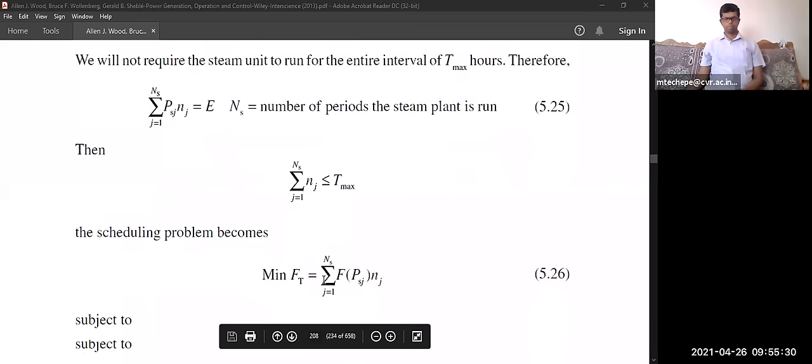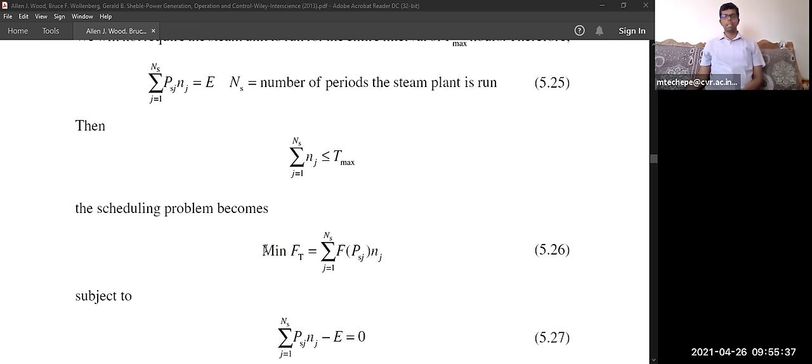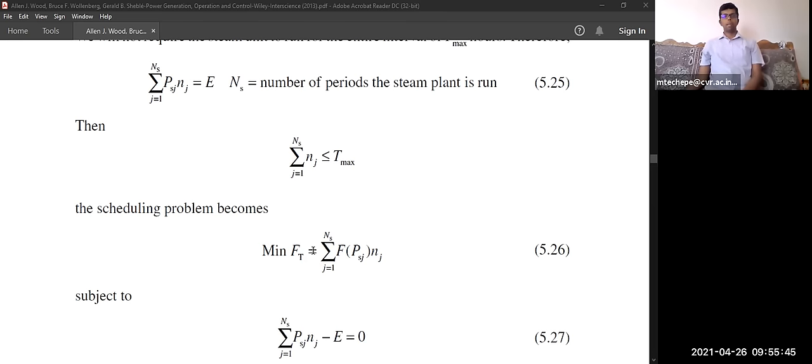Next, our scheduling problem becomes minimizing the total fuel cost. Even in economic load dispatch we have to minimize the total fuel cost, and particularly here in hydrothermal scheduling. So what is our main objective function? Our main objective function is to minimize the total fuel cost.